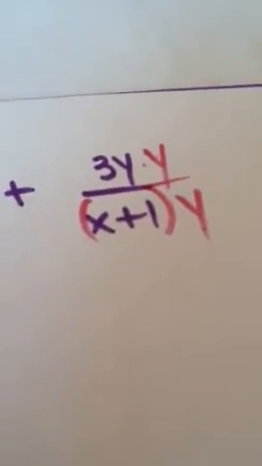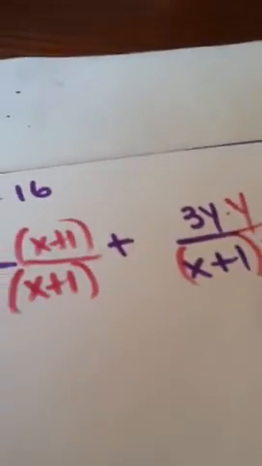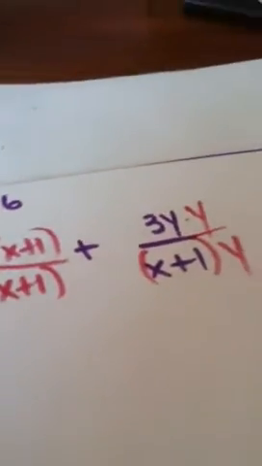So here's what we've got. Now both my denominators are the same. They both have an x plus 1. They both have a y. So hopefully you can kind of see that.